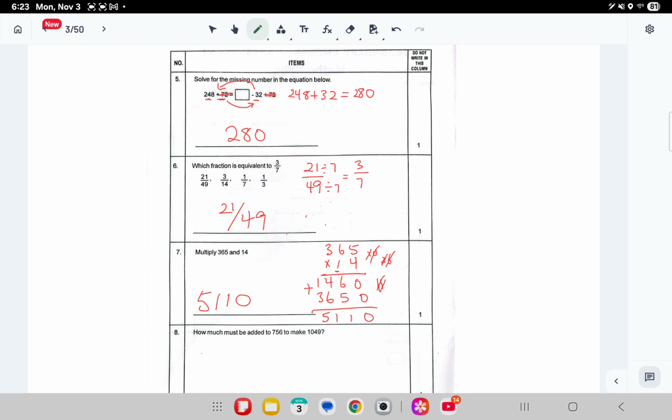Number 8, how much must be added to 756 to make 1,049? So we have some number add 756 will give us a sum of 1049. To find out what the number is, we take 1049 and take away 756, and that will leave us with 293.